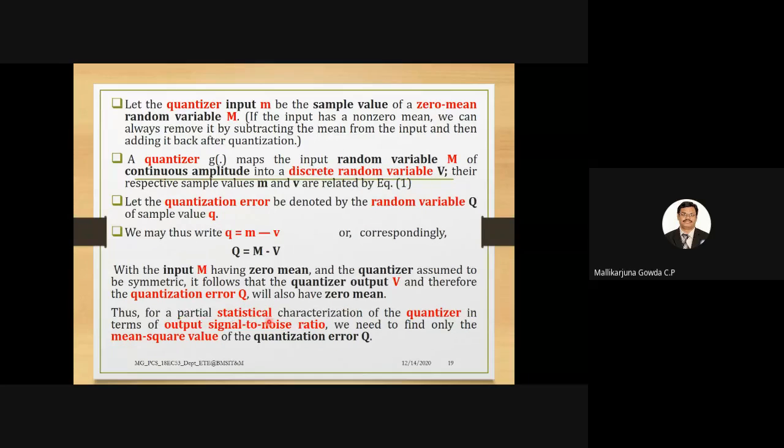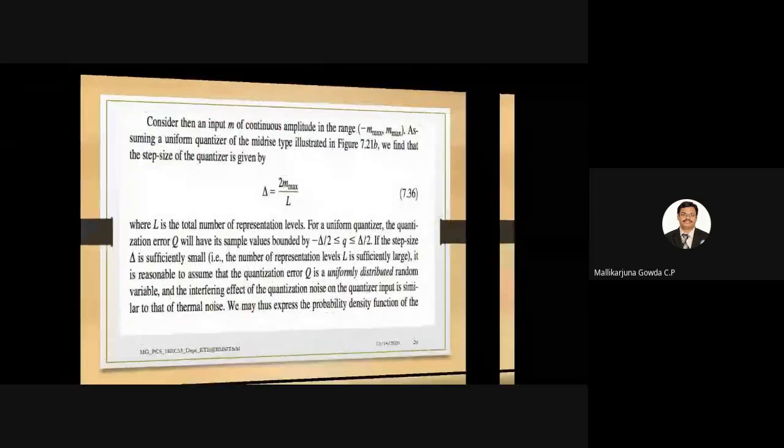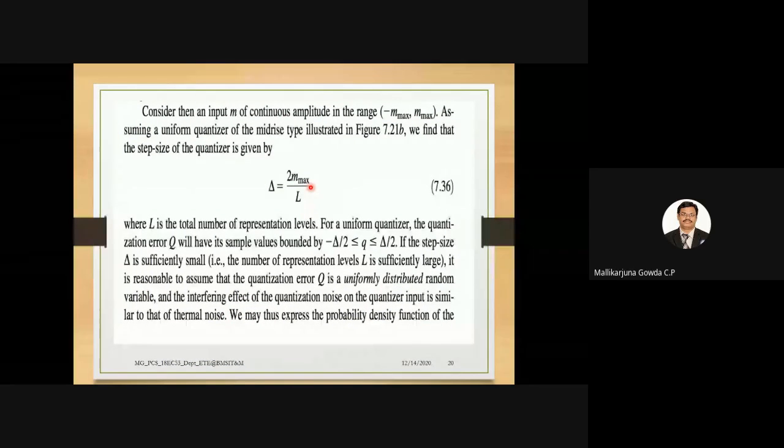For partial statistical characterization of the quantizer in terms of output signal to noise ratio, we need to find only the mean square value of the quantization error Q. So let us see how to find that mean square error.